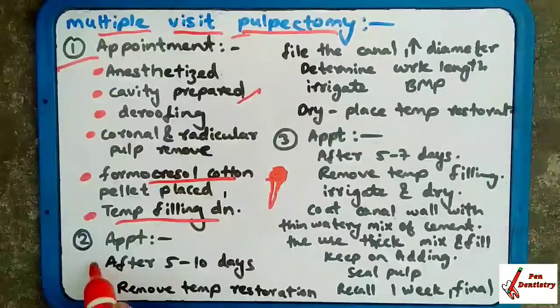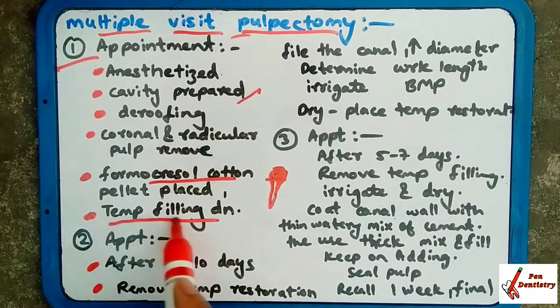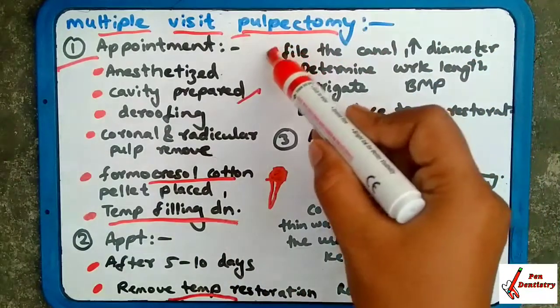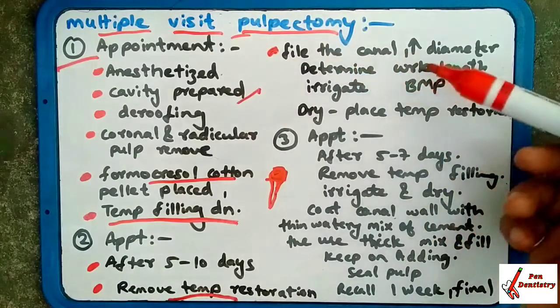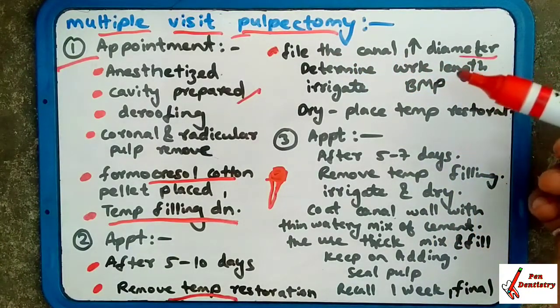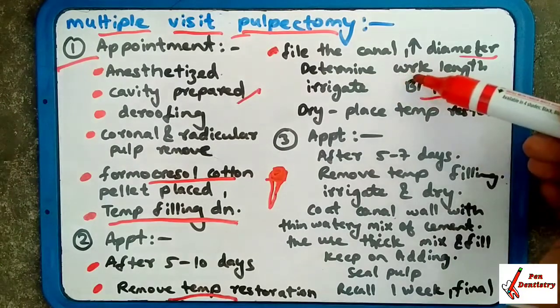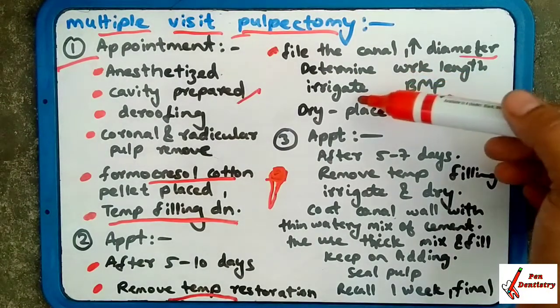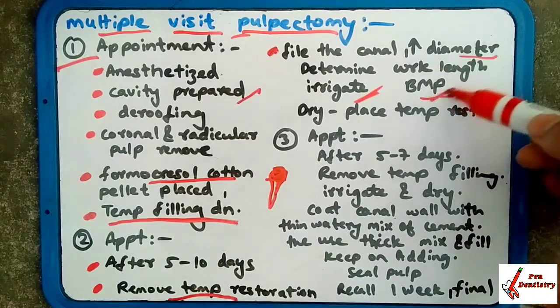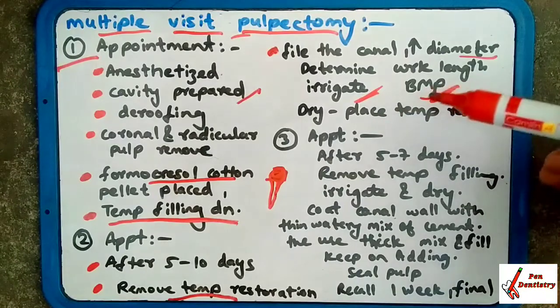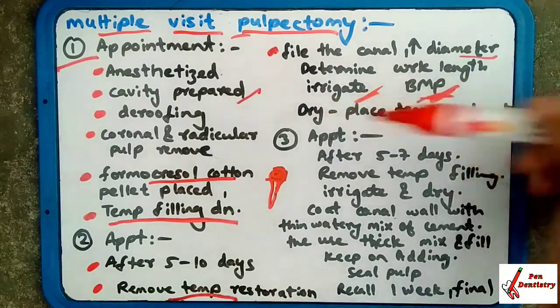Then you will remove the filling which you placed in the first appointment. You are going to remove that temporary filling. Then you will file the canal. You will increase the diameter of the canal so that you can easily do BMP. You will determine the working length and irrigate the canal, and you will do BMP, and then dry the canal.